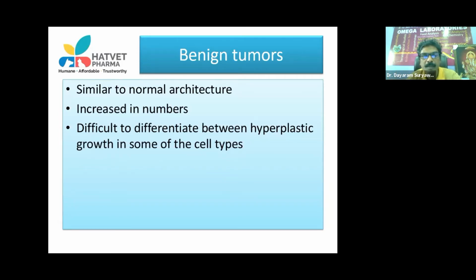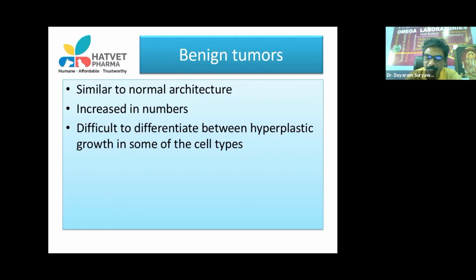Then in mammary gland tumors, if an adenoma is there, the cells look similar to the normal structure. There is an increase in numbers, though the structures are normal, and most of the time they are difficult to differentiate from hyperplastic growth in some of the cell types.